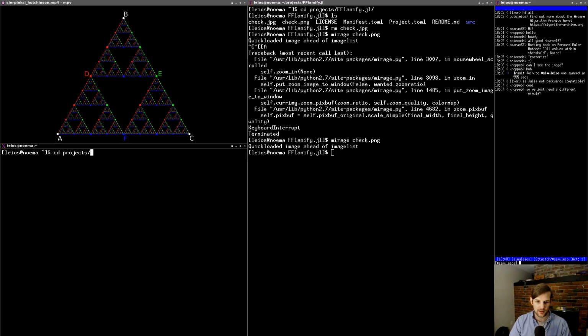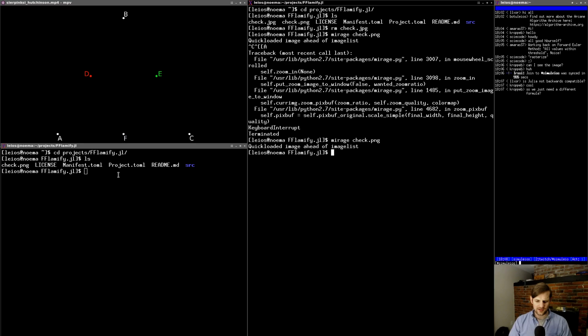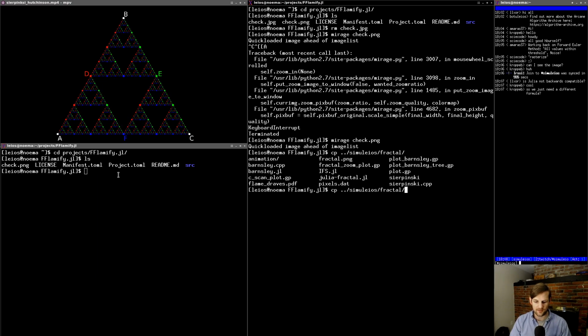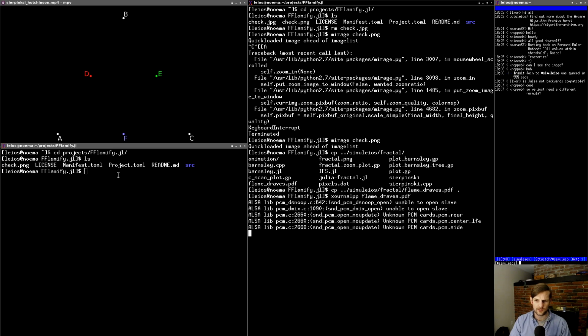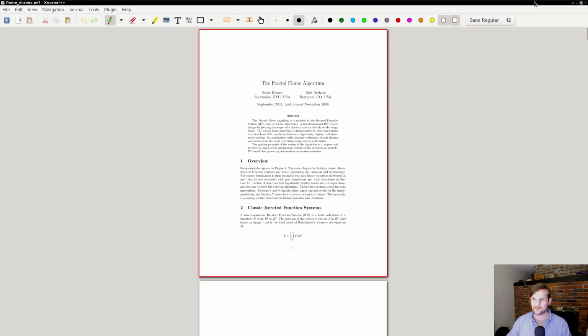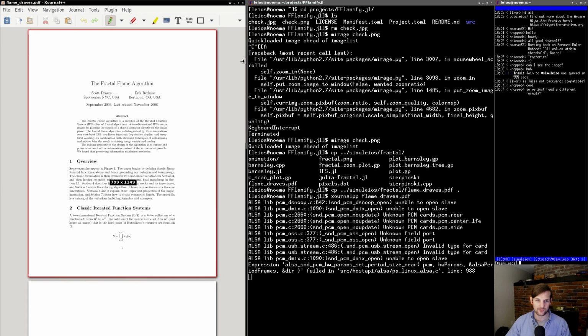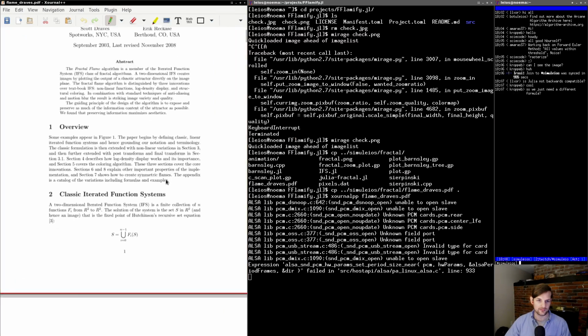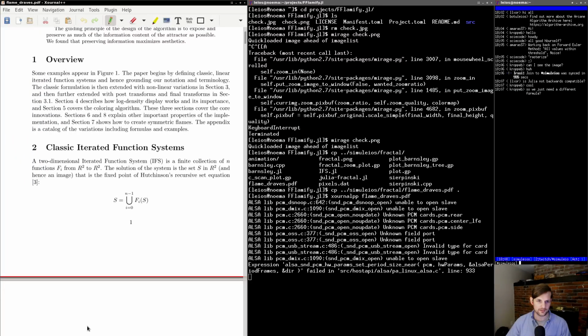So cd into projects, what am I doing? Flamify, ls? Oh, the paper's in another directory. Let me cd, I think it's actually going to be here, Simuleos fractal, and then I believe the PDF is in here. Yeah, flame draves.pdf is here. Let me open that up. Okay, so here's our PDF. Let's move this over to the corner. I think this is still big enough that you can read it. Let me move it over a little bit, maybe a bit bigger.